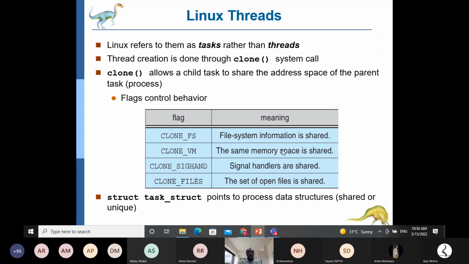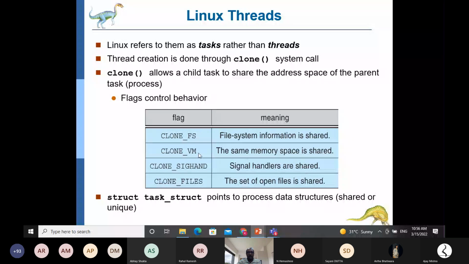So that way, in Linux, threads differ from processes. In case of process creation, these flags will be reset, or set to 0, right? In case of threads, these flags will be enabled. When you enable these flags, it indicates that whatever you are creating will share the file system, address space, signal handlers, and many other things. So it's not a separate entity. It just maintains pointers that point to the address space given by the process.